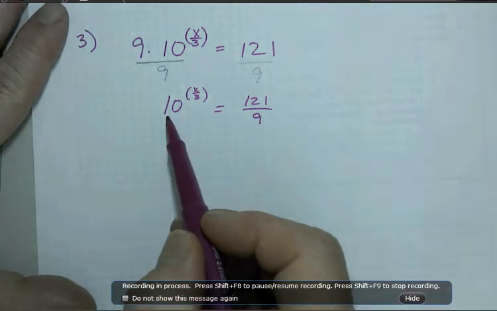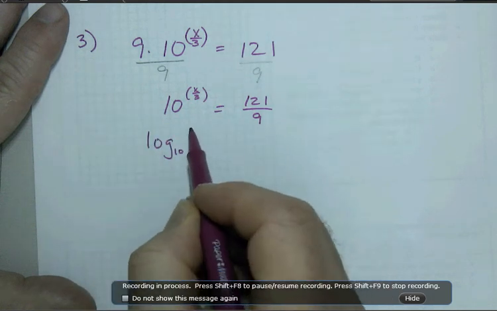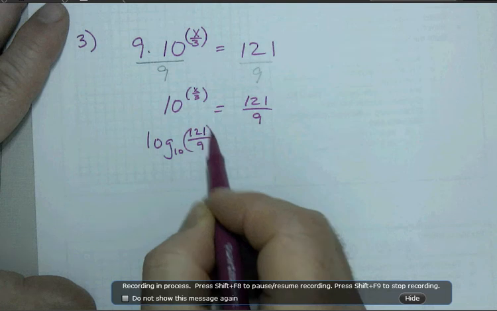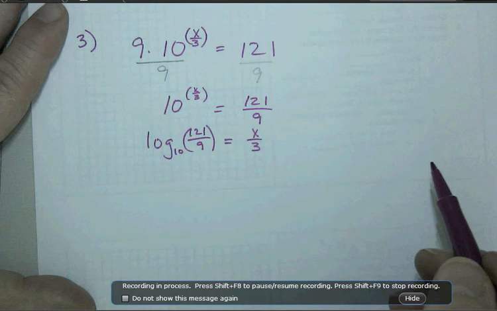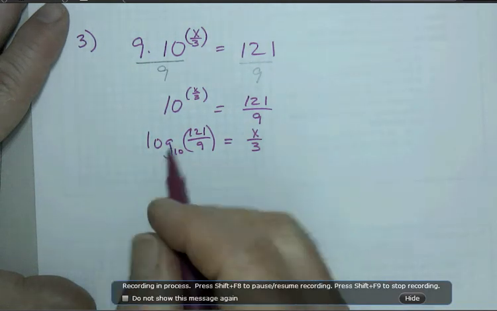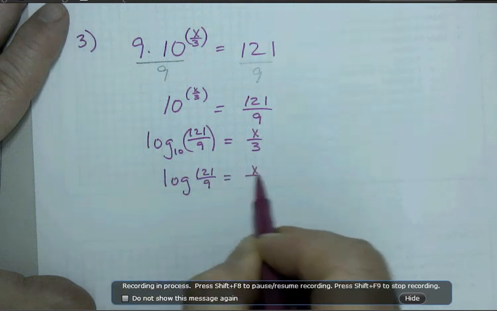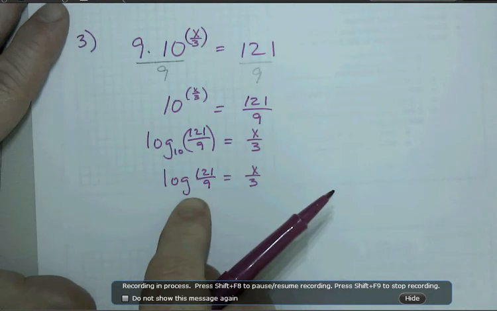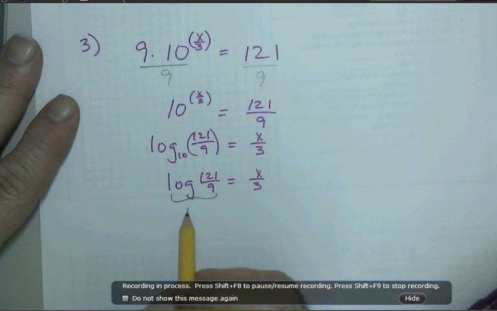So now I'm interested in what power of 10, that's log base 10, of 121 over 9, I can type that in the calculator, is equal to x over 3. The good news is log base 10, that right there, that's log. That's what's on my calculator. So I don't need change of base formula. I just do it. Matter of fact, the good news is that's in the calculator.